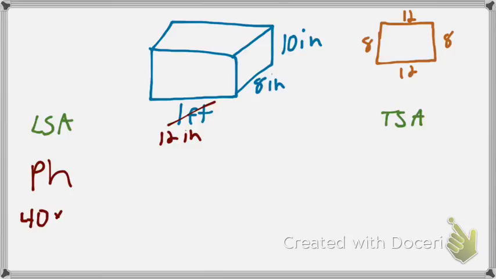Times what's the height of the prism? 10. 40 times 10 is 400. That would be the lateral surface area. Okay? It's not that tricky if you know what to plug in.